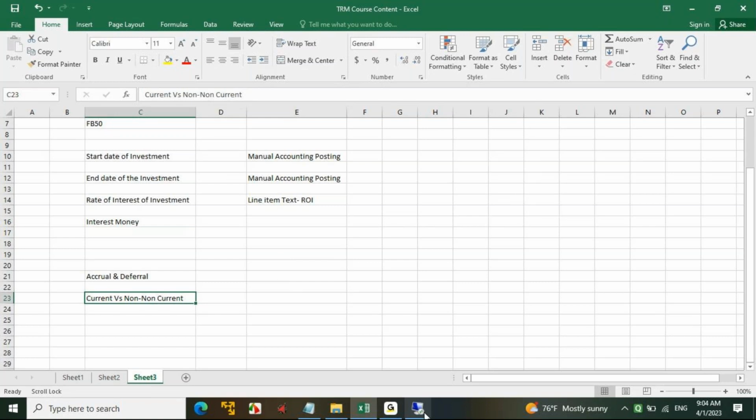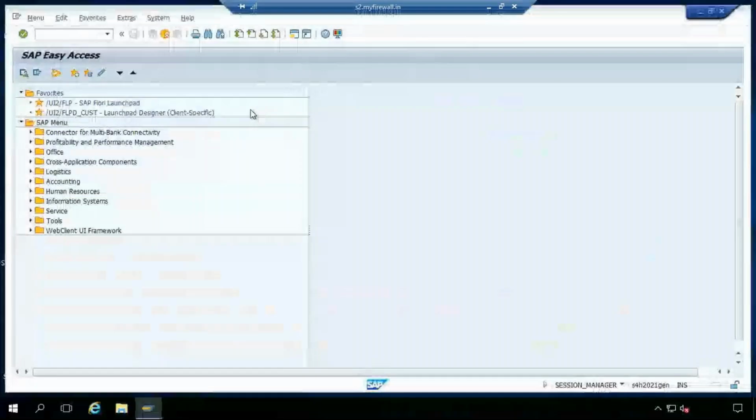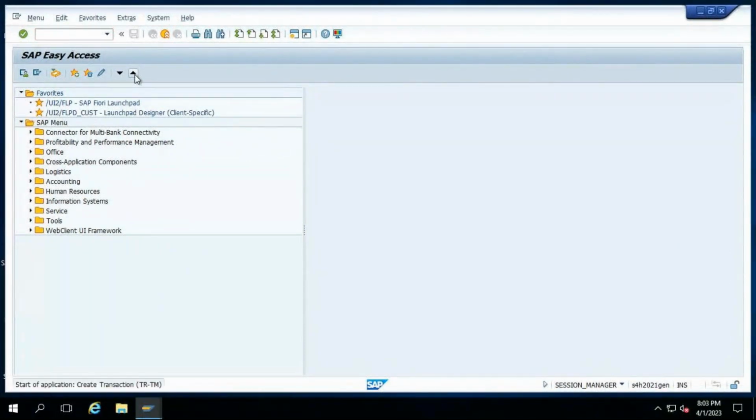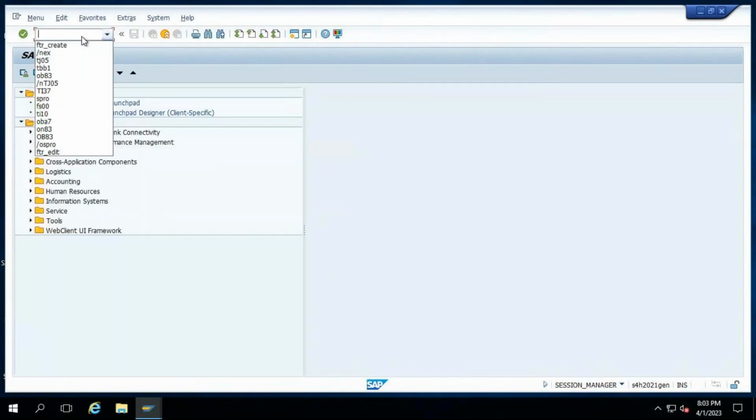Now, I will show you in the SAP TRM system how the SAP TRM module is beautifully designed to take care of all these areas. So let me open my system. The transaction code is called FTR underscore create. This is a very big transaction code. Normally, whenever you ask the client for this kind of transaction, they will not give it, because FTR underscore create is very big. Using this transaction, you can create any sort of deal, be it a money market deal, a securities deal, a trade finance deal, any deal.